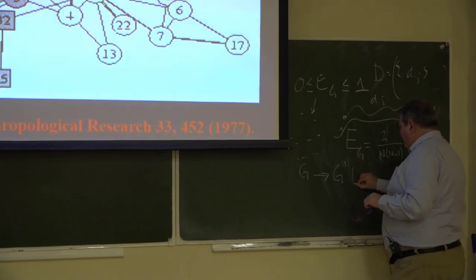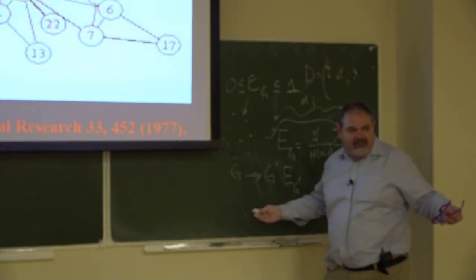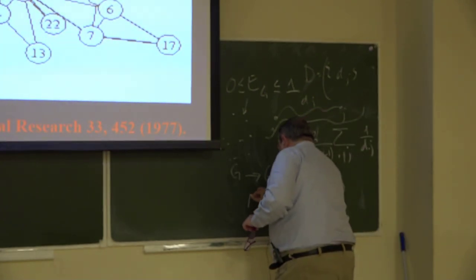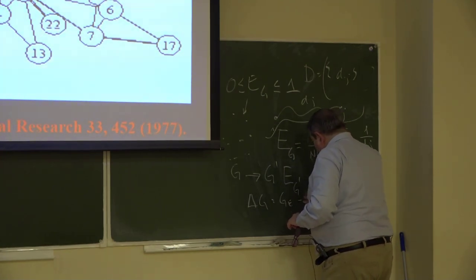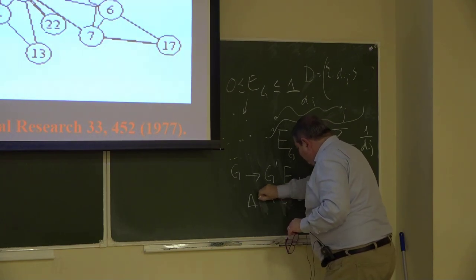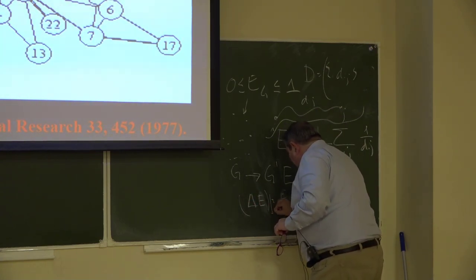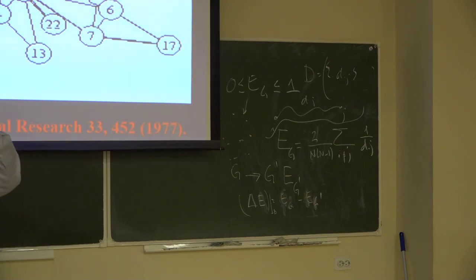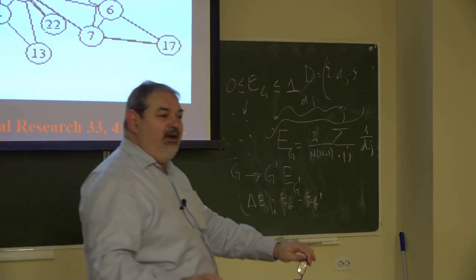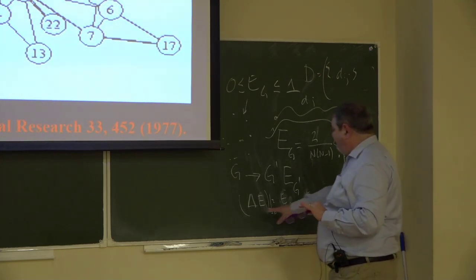So I can calculate the new efficiency E(G prime), which will be whatever it is, and define delta E, equal to E(G) minus E(G prime). This delta E is associated with a given damage D. Notice the damage can be whatever. I can destroy one node, I can destroy two nodes, I can destroy one link, I can destroy a group of links, I can destroy... So, for whatever damage I do to an original structure, I can calculate the corresponding drop in efficiency.